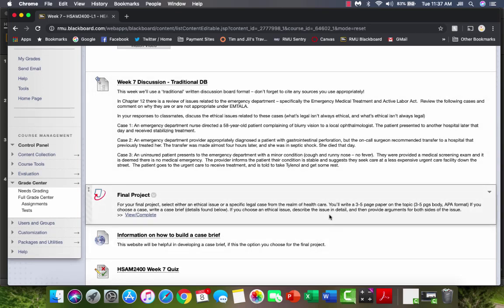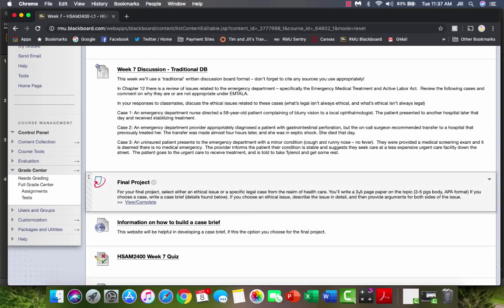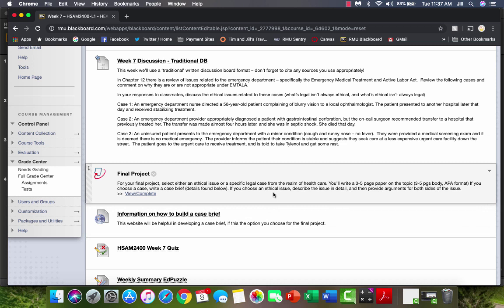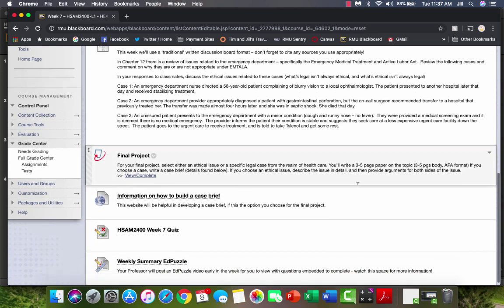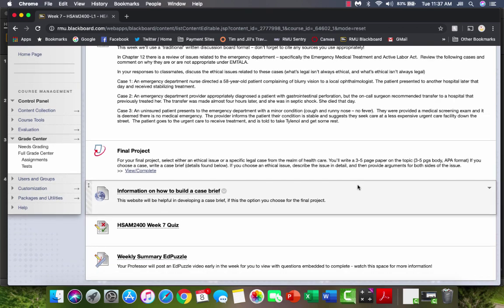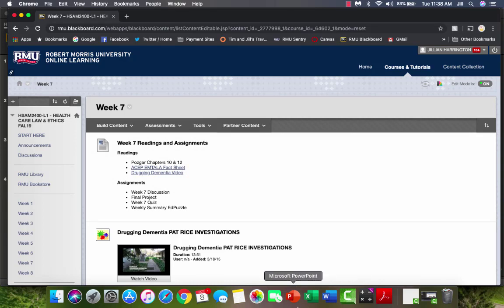We have our final project that's due this week, a 3 to 5 page paper. You can take two tacks to that. You can either choose a case and write a case brief, and here in the classroom, there's some additional information about how to write a case brief. Or you can choose an ethical issue, and then I want you to describe that issue in detail and provide arguments for both sides of the issue. We've clearly gone over quite a few of both cases and ethical issues. Feel free to choose whichever one you find more interesting.